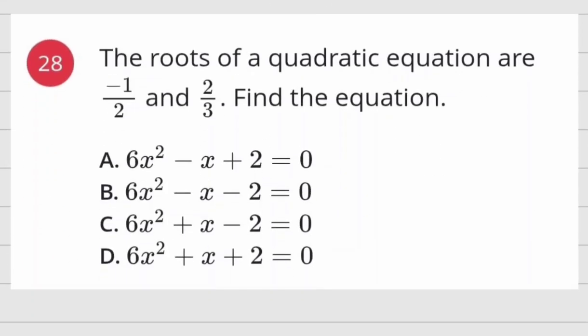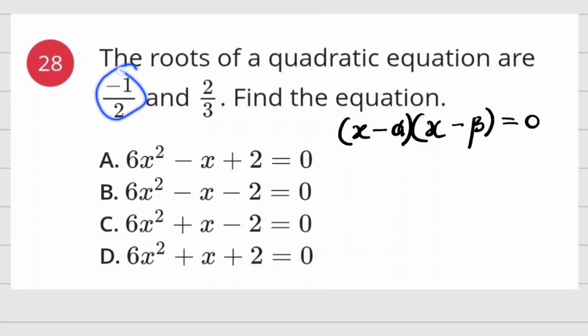Question number 28. It says that the roots of a quadratic equation are minus 1 over 2 and 2 over 3. We should find the equation. It's very simple. Let's say the roots of this equation are in terms of x. Let's say alpha is our first root, then x minus alpha, x minus beta must be equal to 0. We can use this formula. Of course, we can use another one as well. So our alpha now is minus 1 over 2, and our beta is 2 over 3.